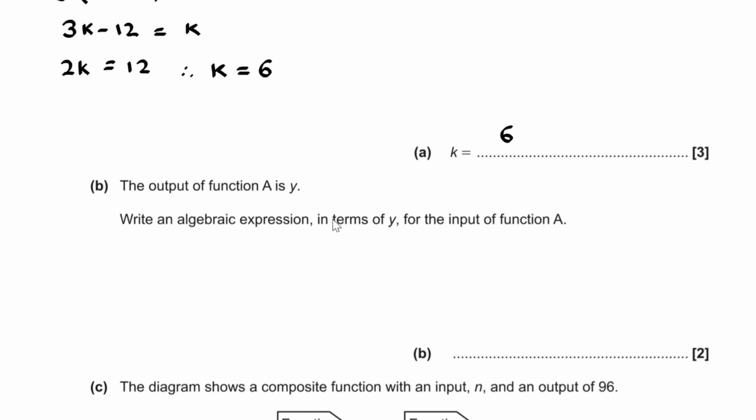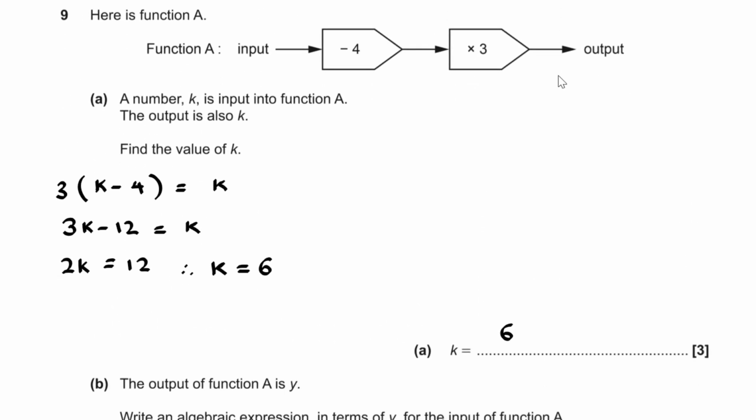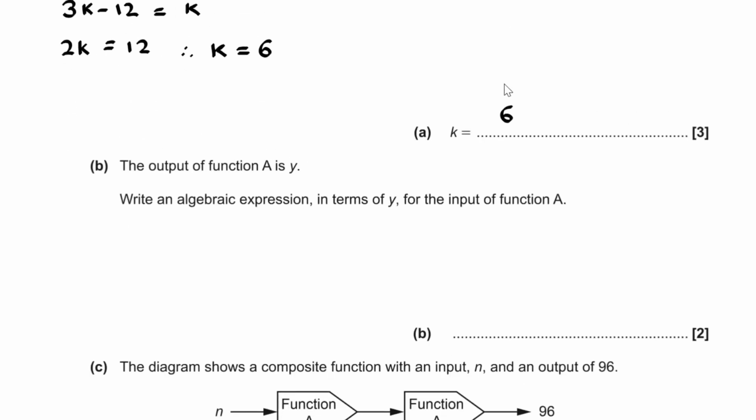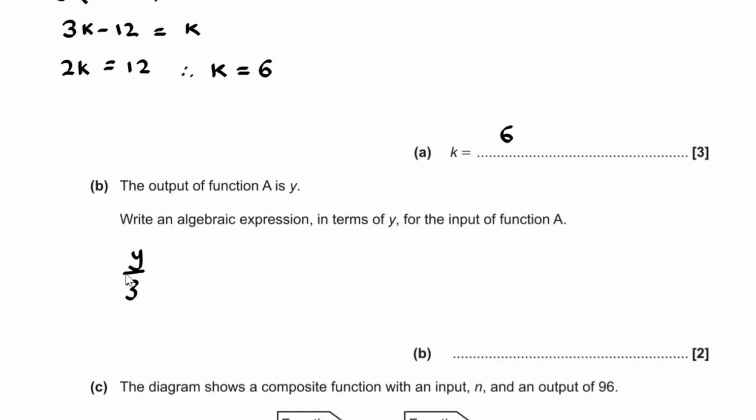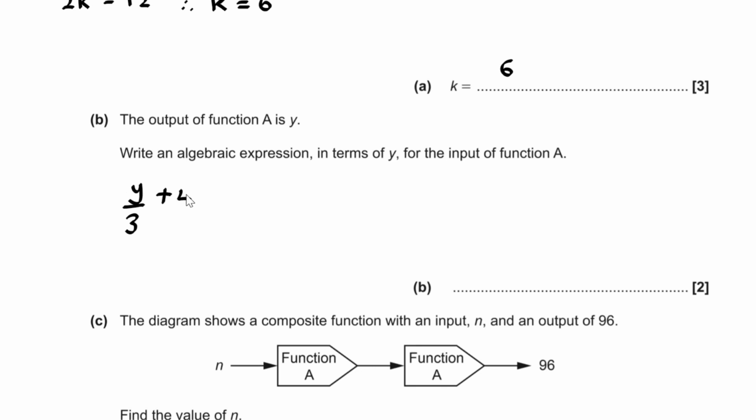Now for part B, the output of function a is y. We have to write down an algebraic expression in terms of y for the input of a. Well, if we have an output of y, we inputted something. The thing we did before outputting was we times by 3. So if our output was y, then we'd have to divide by 3. And then if we subtracted 4 before that, then the opposite of that is plus 4. So here is our algebraic expression. We have y over 3 plus 4.